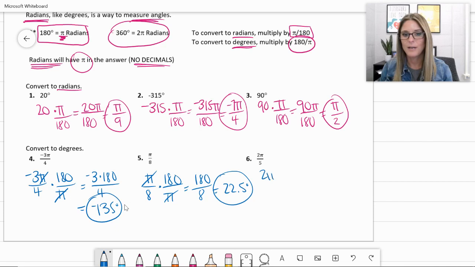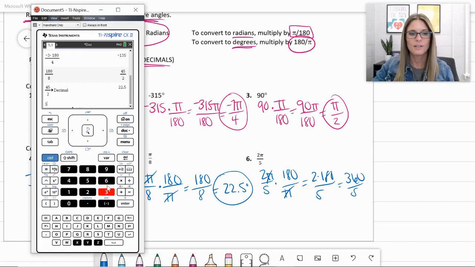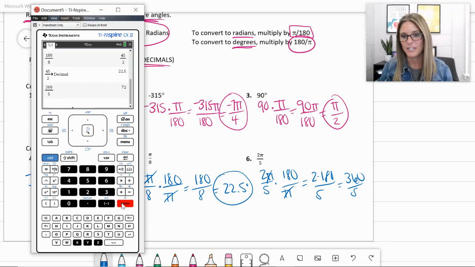Number 6, 2 pi over 5. We're going to multiply that by 180 over pi. I need pi in the denominator, so my pi's will cancel out so I can have a degree. 2 times 180 over 5, that's going to be 360 over 5. Let me grab the calculator. We'll simplify that. 360 divided by 5, 72 degrees.